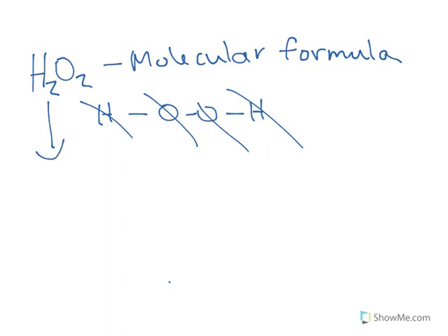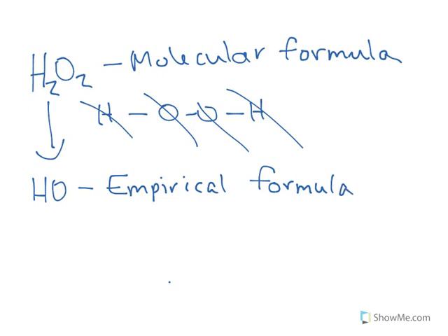The empirical formula for hydrogen peroxide would just be HO. Okay? So it's the same ratio, 2 to 2, 1 to 1. That's the same ratio. It's just fully reduced. But the difference is it does not represent the actual structure of hydrogen peroxide. It does not account for all the atoms that are actually present. It is the reduced ratio.